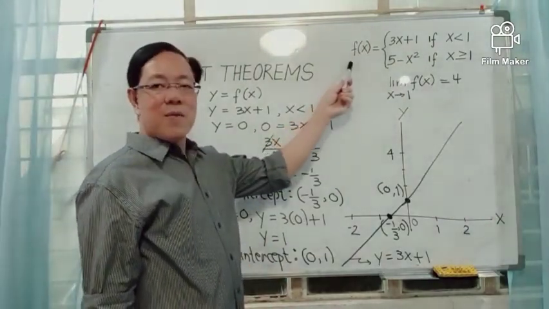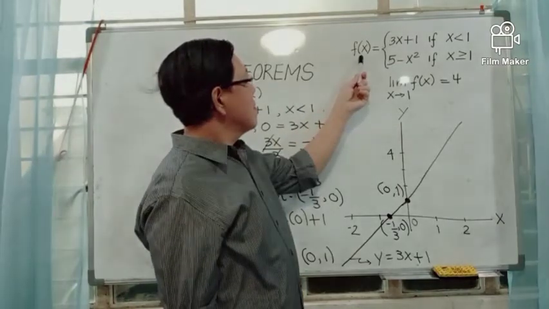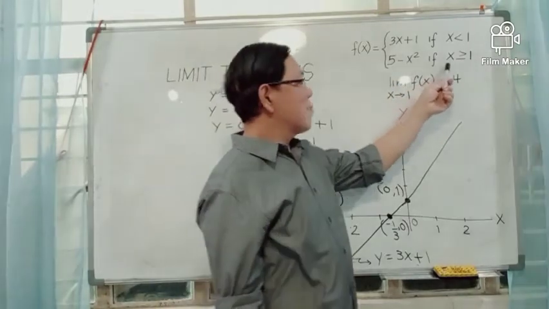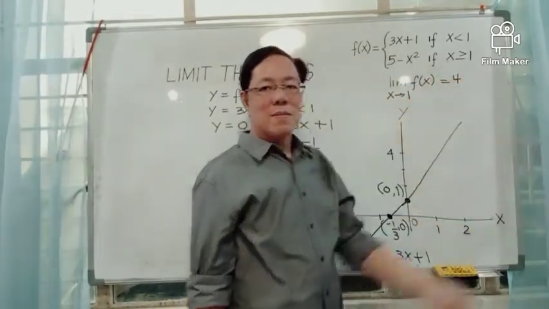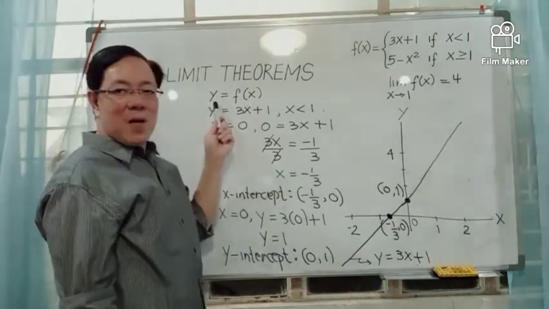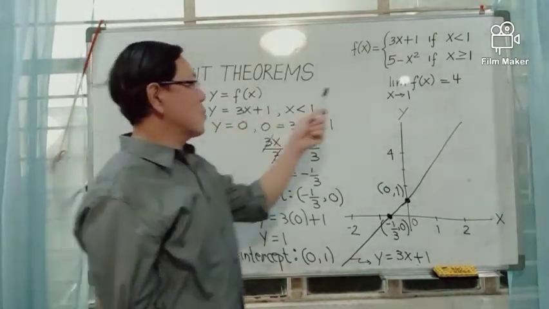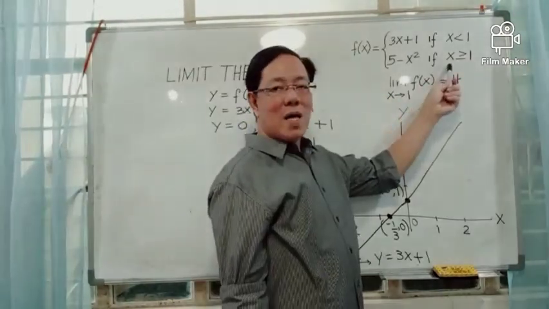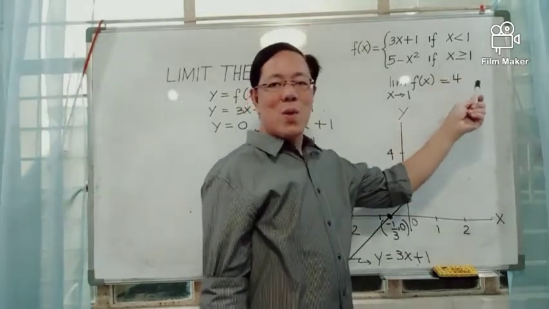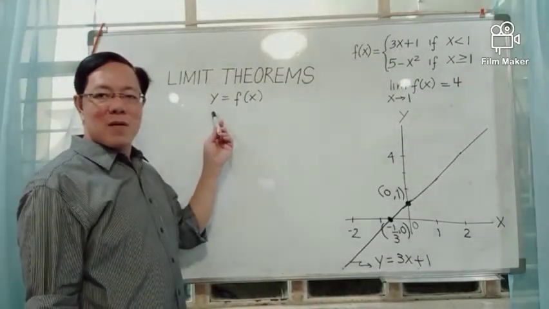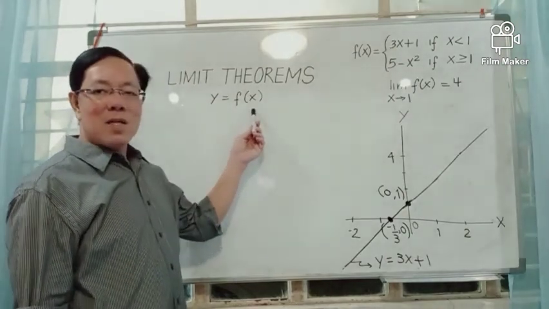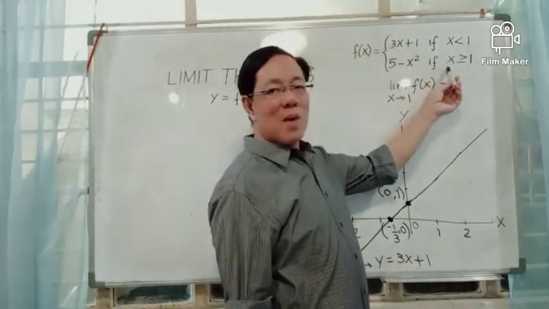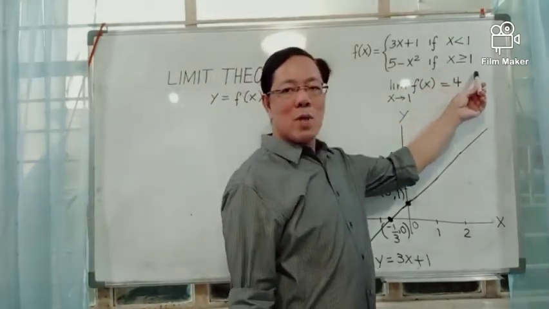We next graph the function f of x equals 5 minus x squared for values of x that are greater than 1. And in this function notation, we now replace f of x with 5 minus x squared. That's the value of y when x is greater than or equal to 1. In our notation for function y equals f of x, the value of f of x now is 5 minus x squared for values of x that are greater than or equal to 1.